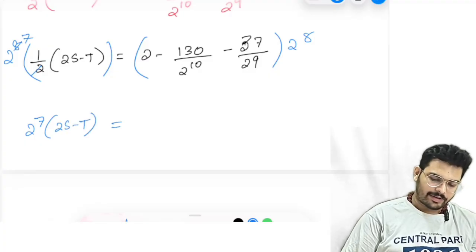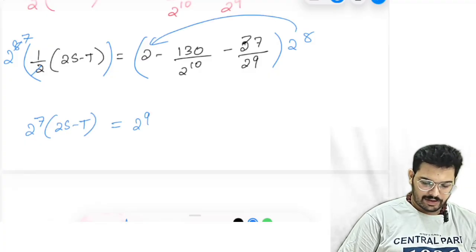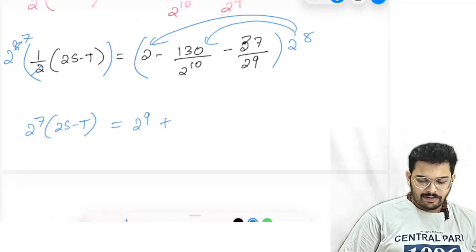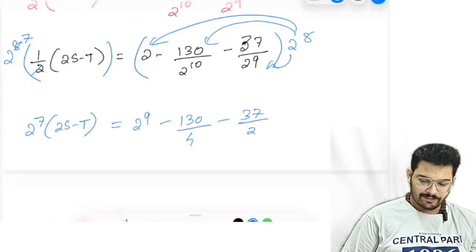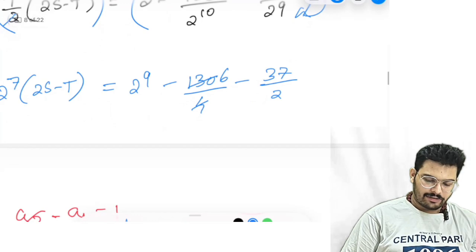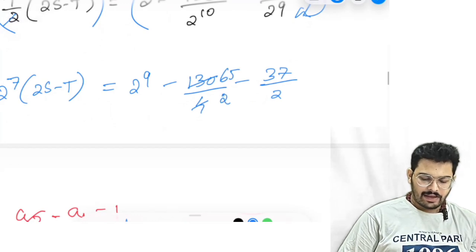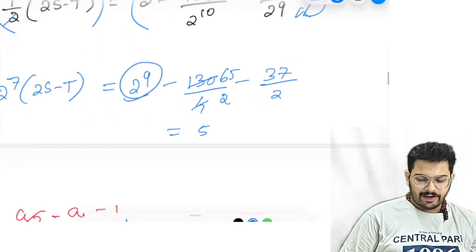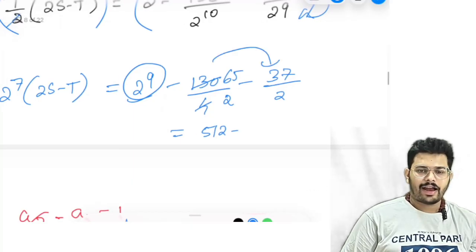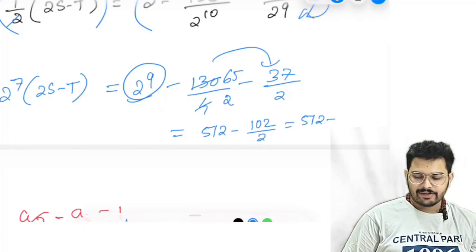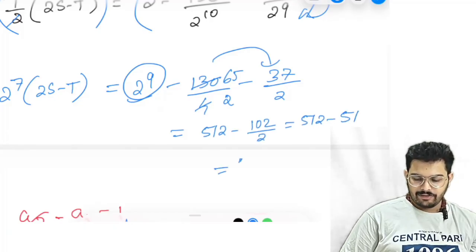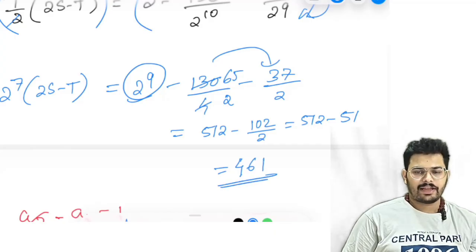Now we can solve this expression. When you open this one, it will become 2 raised to 9. When you open with this one, it will be minus 130 divided by 4 minus 37 divided by 2 when you distribute this inside. This will become 65 divided by 2, and 2 raised to 9 will be 512 minus 65 and 37 will be added. When you add this one, you will get 102 divided by 2, which is equal to 512 minus 51, which will be equal to 461. That's the final answer.